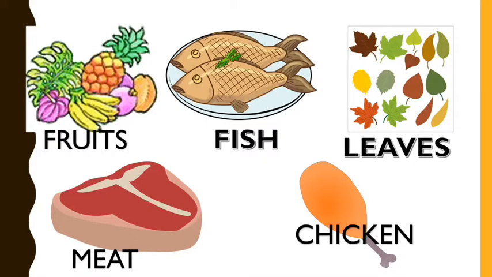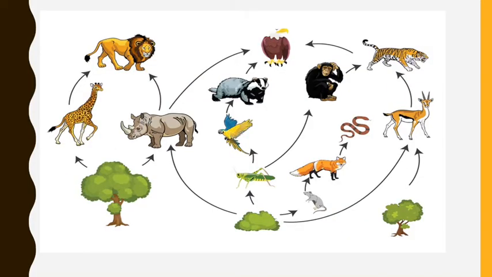Let's talk about food: fruits, fish, leaves, meats, chicken. I don't like leaves. Leaves are for animals. What do animals eat? Or what do they like? Well, here we have examples.